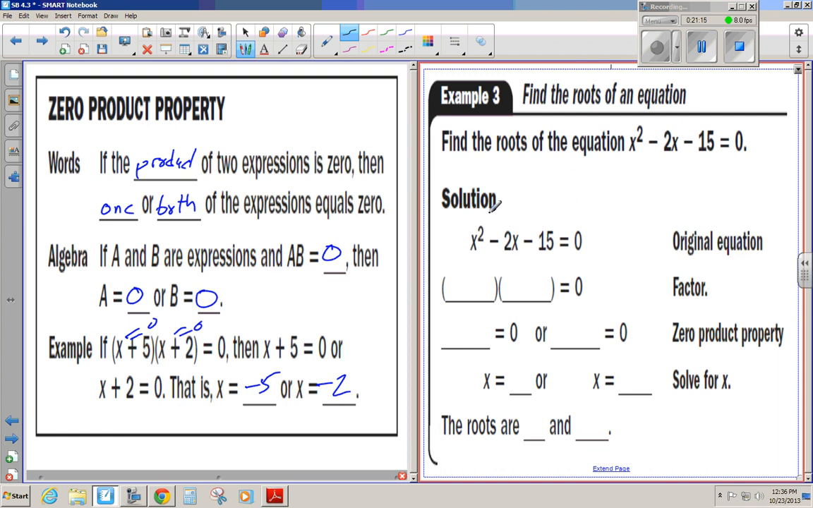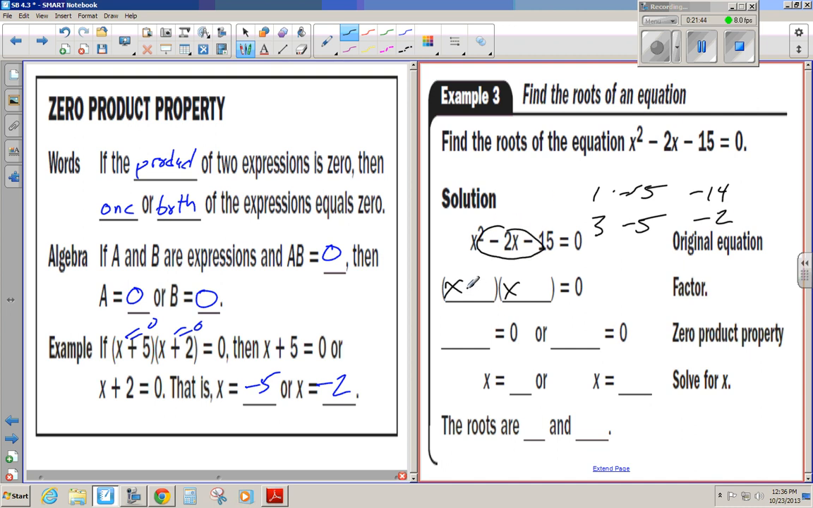So let's factor this. Set up the factored form. Put the variables in the front of the parentheses. Factors of negative 15: negative 1 with 15 gives you 14. 3 with a negative 5 gives you a negative 2, which is exactly what we want. So we just go ahead and put in plus 3 and plus 5.